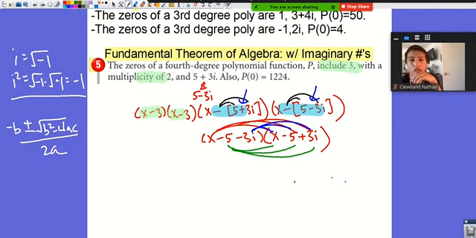Now the reds become x squared minus 5x plus, watch this, 3ix. That's the red. The green is going to be minus 5x, plus 25, minus 15ix.